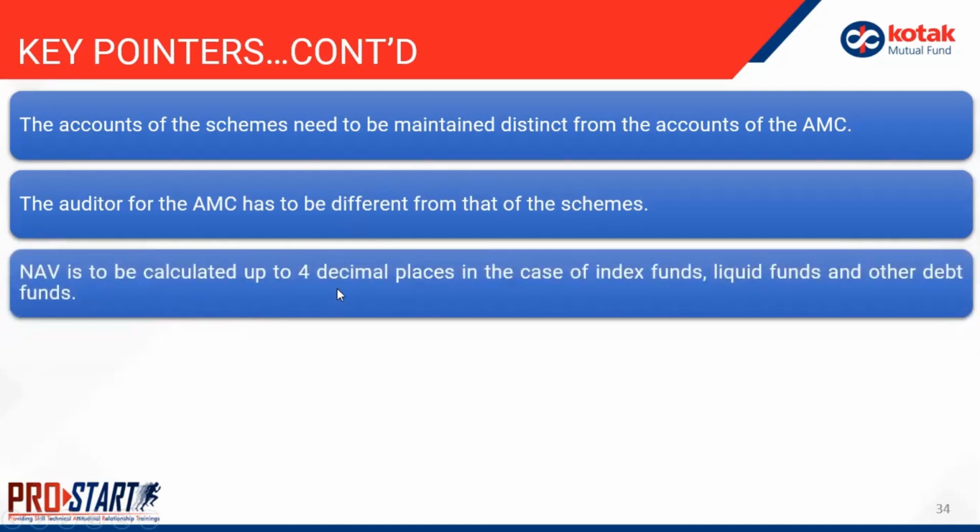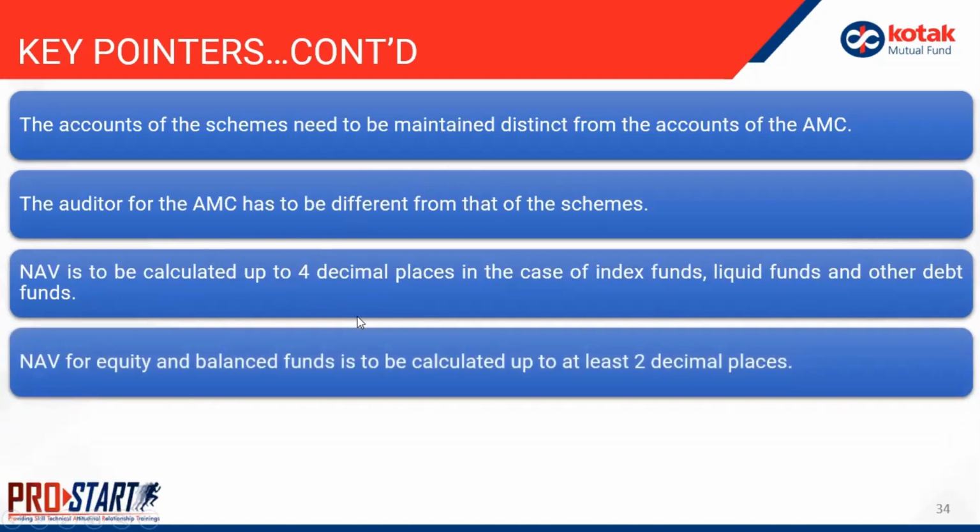NAV is to be calculated up to 4 decimal places in case of index funds, liquid funds, and other debt funds. NAV of equity and balance fund is to be calculated up to 2 decimal places. So in a NISM examination, there might be a calculation that pops up where you need to calculate, let's say, the profit of a person, the loss of a person, or the exit load, or the redemption price. In those cases, please do keep in mind that whenever an NAV is calculated, you need to calculate it up to 4 decimal places in case of an index, liquid, or a debt fund. For an equity or balance fund, up to 2 decimal places is enough. Okay, even a small change in these decimal place numbers will have a huge impact.